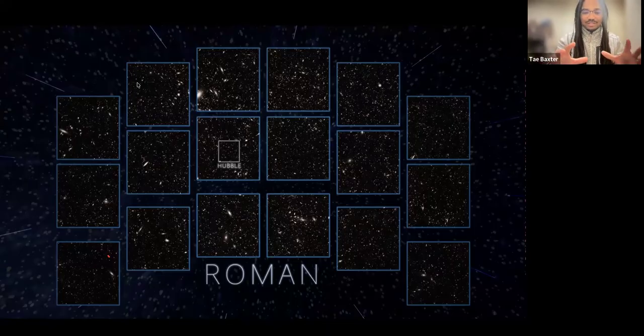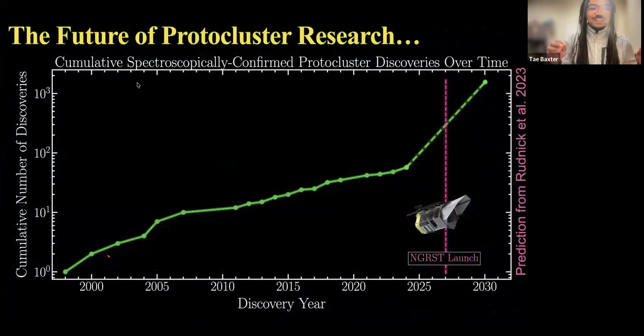So this is research that I'm currently preparing for. There's open proposals for Roman that I'm working on right now with my team, and I'm very excited. I'm so excited for this telescope to launch and start to analyze this data.